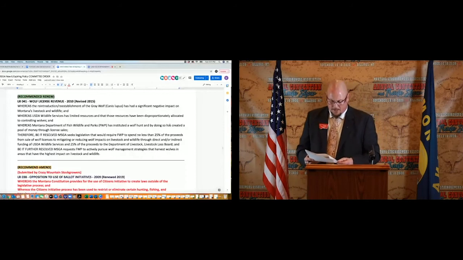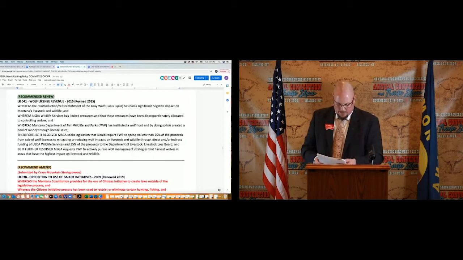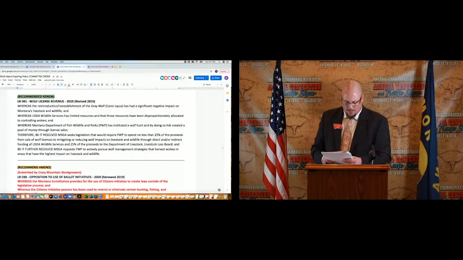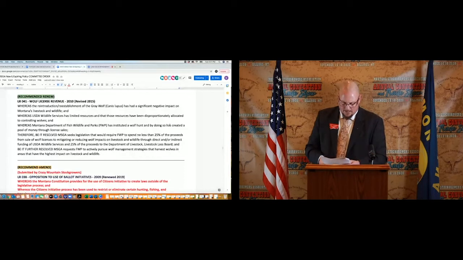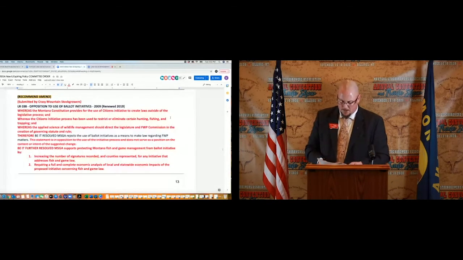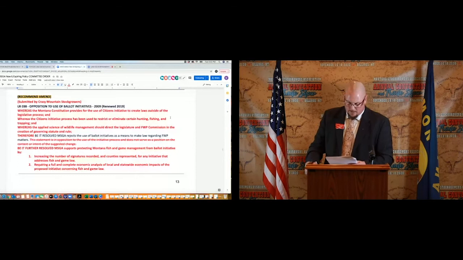This was submitted by the Crazy Mountain Stock Growers, LR 038, opposition to use of ballot initiatives. Whereas the Montana Constitution provides for the use of citizens' initiative to create laws outside of the legislative process, and whereas the citizens' initiative process has been used to restrict or eliminate certain hunting, fishing, and trapping, and whereas the applied science of wildlife management should direct the legislature and Fish, Wildlife, and Parks Commission in the creation of governing statute and rule. Therefore, be it resolved, MSGA rejects the use of ballot initiatives as a means to make law regarding FWP matters. There is a strike-through line.